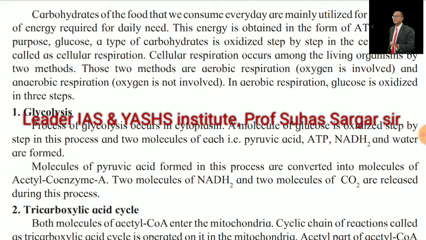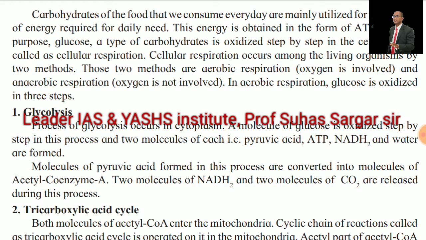For this purpose, glucose, a type of carbohydrate, is oxidized step by step in the cell. This is called cellular respiration. Cellular respiration occurs among living organisms by two methods: aerobic respiration, in which oxygen is involved, and anaerobic respiration, in which oxygen is not involved. In aerobic respiration, glucose is oxidized in three steps.